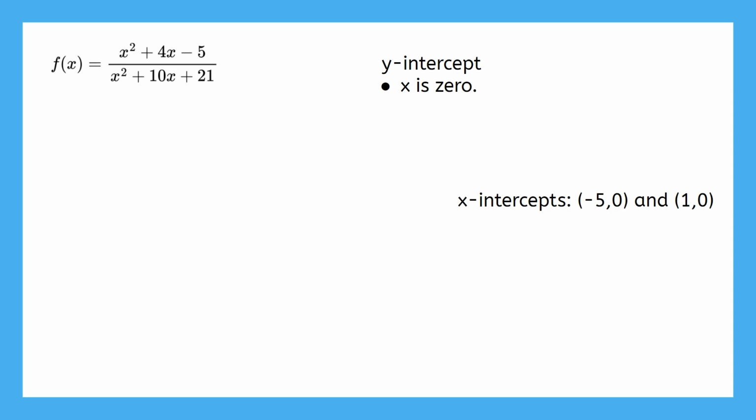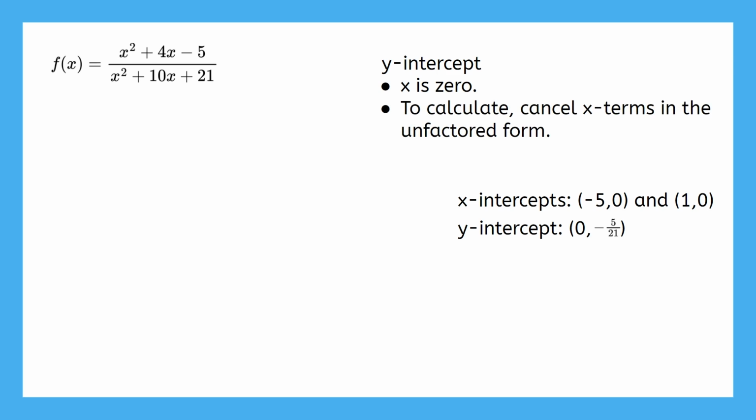So let's think about what would happen to this if x is 0. What do you think this function would look like if we plug in 0 for x? Well, all of these terms would become 0, leaving us with -5 in the numerator and 21 in the denominator. And actually, that is our y-intercept, -5 over 21. We were pretty close when we guessed -0.3, but an exact answer is always way better. Let's add something to our list to help us remember what we did here. We can say, to calculate, cancel x terms in the unfactored form. That can help us remember how to find the y-intercept.